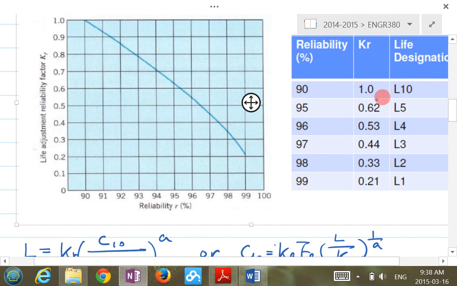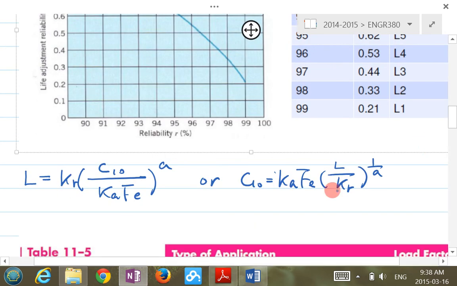Okay, so if you're selecting in terms of 95%, then the Kr is 0.62. So you see, this time you don't call it L10 anymore. You basically call it L5, right? So that's 5% of a failure among that group. So that's the Kr over here.